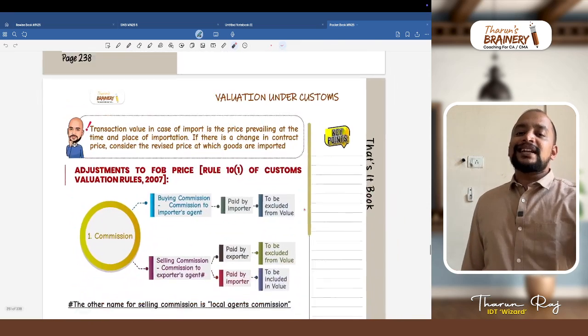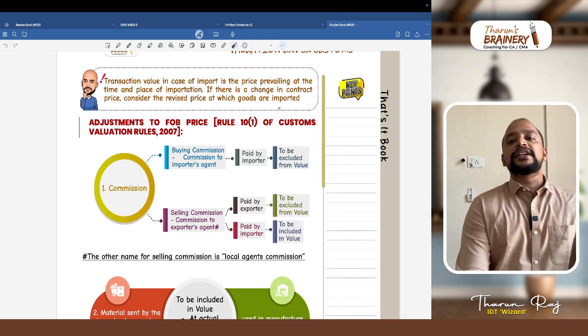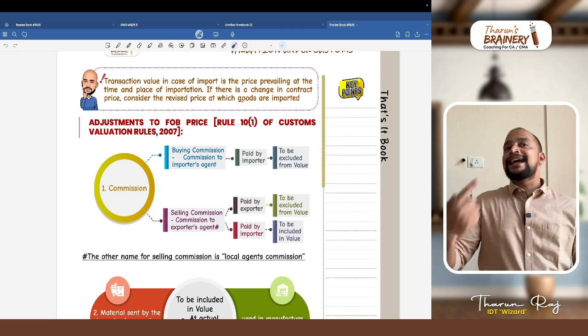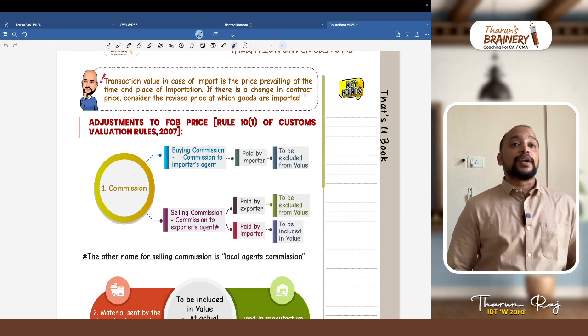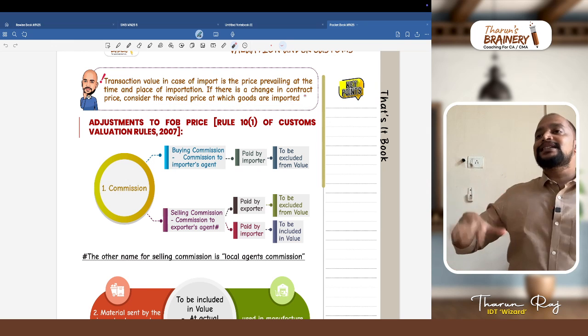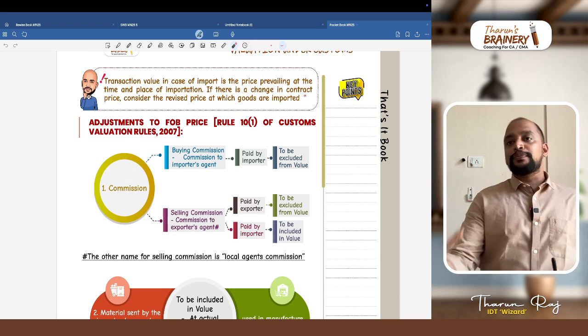Then what is the transaction value in case of import? Transaction value in case of import is the price prevailing at the time and place of importation, which is actually paid or payable. So if there is a change in contract price, consider the revised price at which goods are imported, provided that price has changed before import. Suppose if the price has changed after import, we should not consider that. The price that we actually pay should be taken.